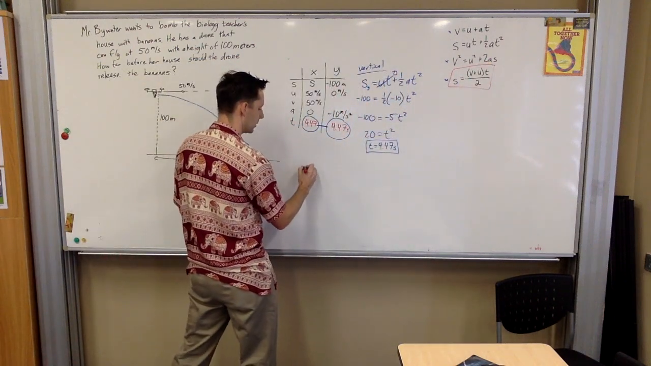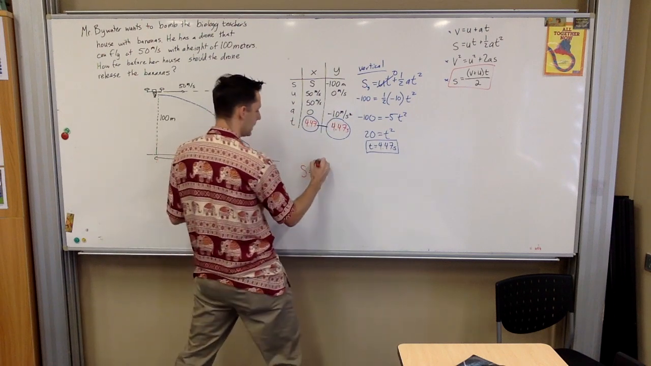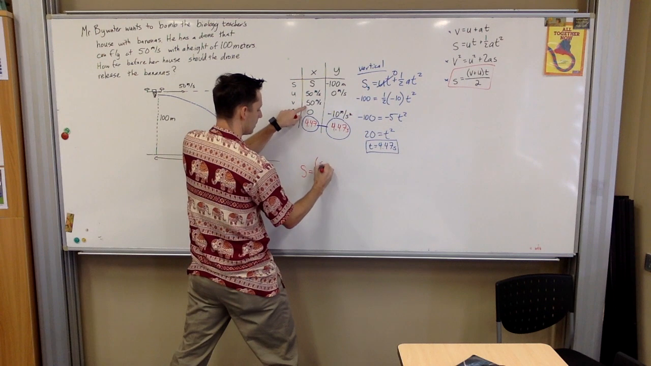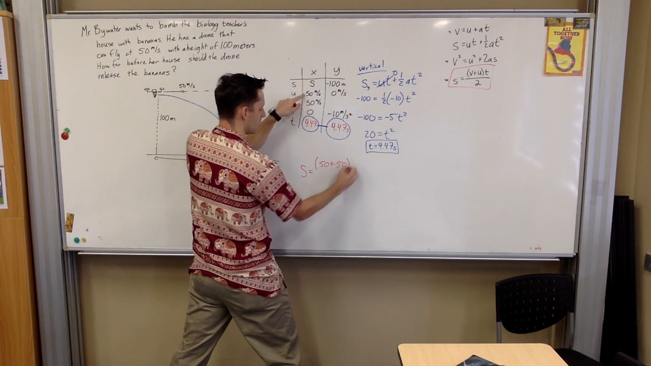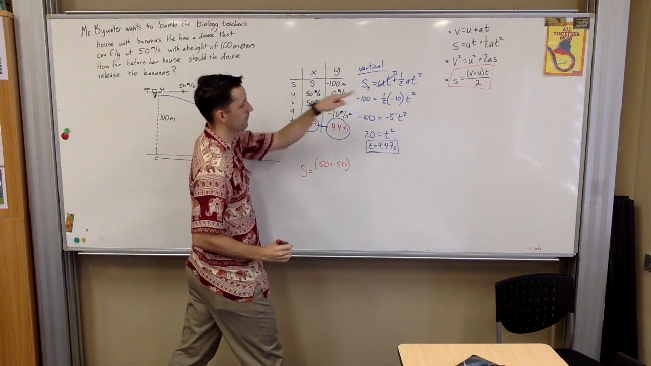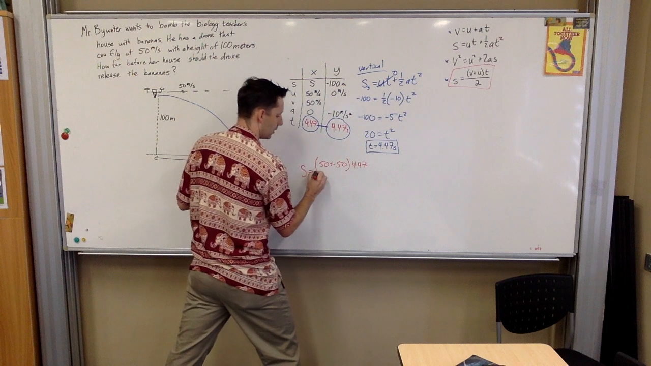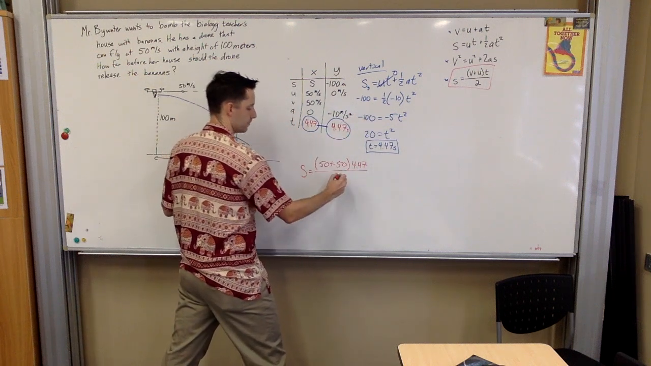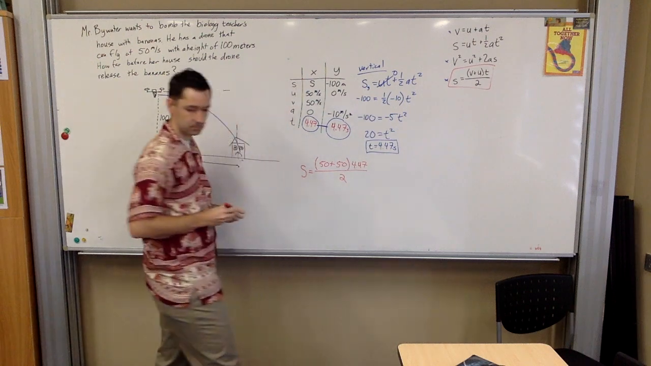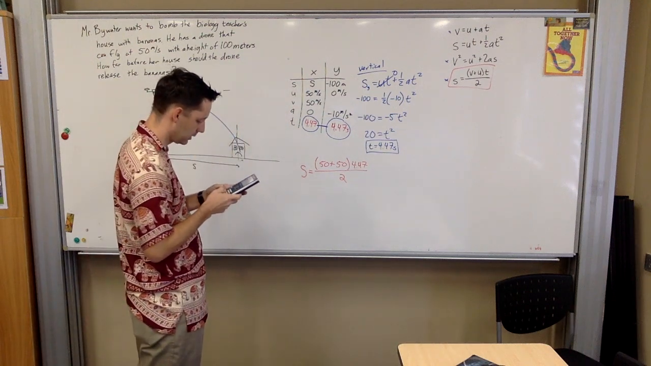For my final little bit, I'm going to say S equals V, which was 50, plus U, which was 50, times the time, which was 4.47, all over 2. I'm going to go ahead and punch that in. You do it on your own.